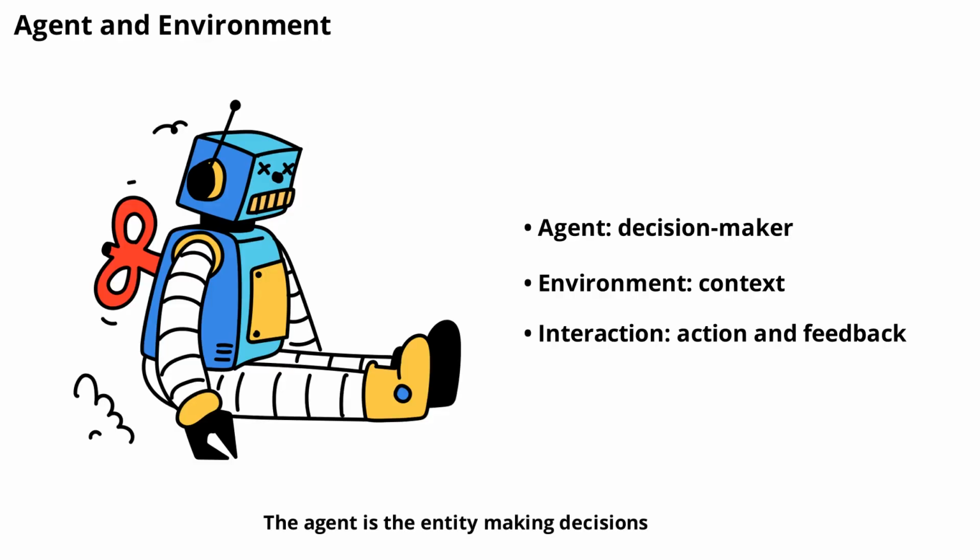The agent and environment are central to reinforcement learning. The agent is the entity making decisions, while the environment is everything the agent interacts with. For example, in a video game, the agent could be the player, and the environment is the game world. The agent's actions influence the environment, and the environment responds with new situations and rewards. This dynamic relationship is what drives the learning process, allowing the agent to adapt and improve over time.